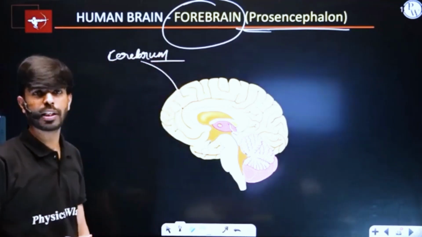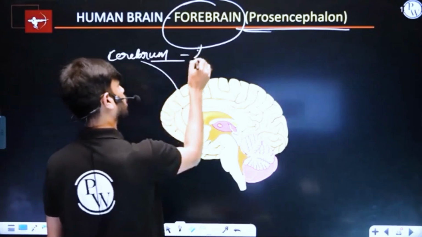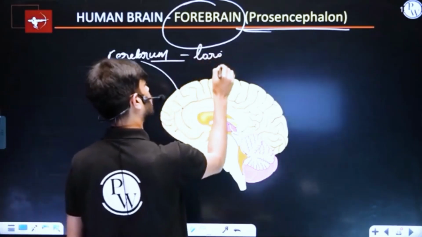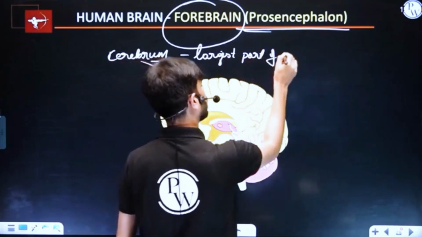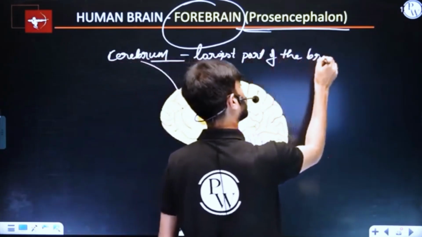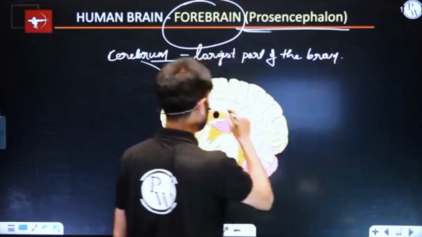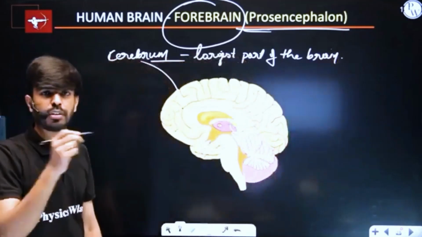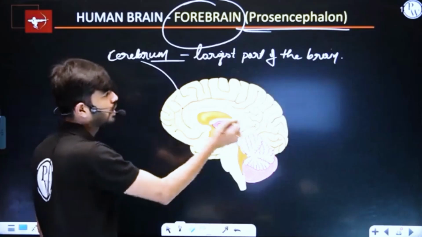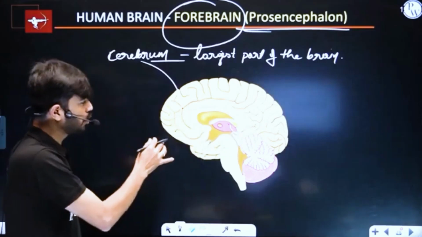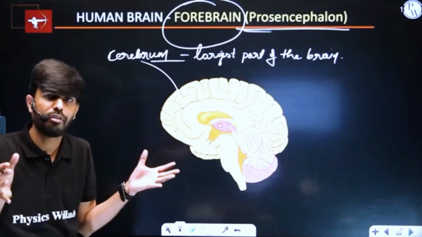As I said, it is the largest part of the brain. It also contains a number of folded structures called convolutions. These convolutions increase the surface area for the memory.